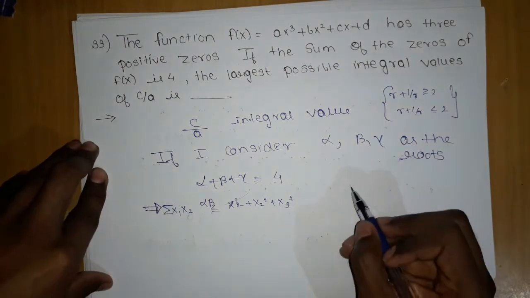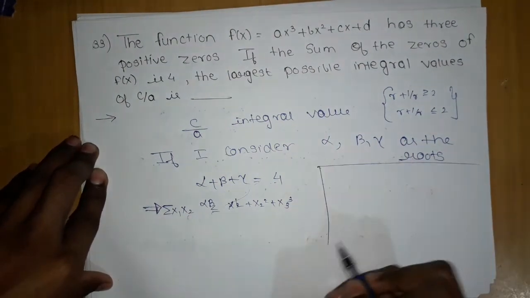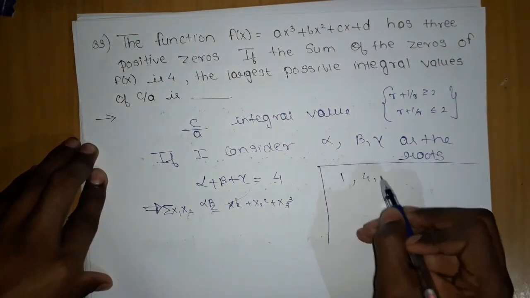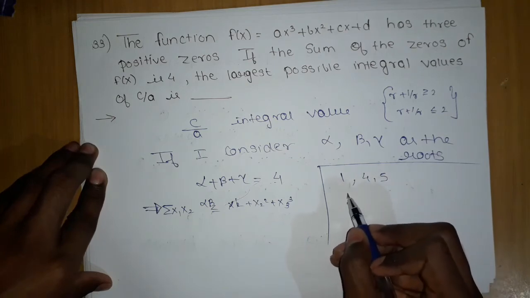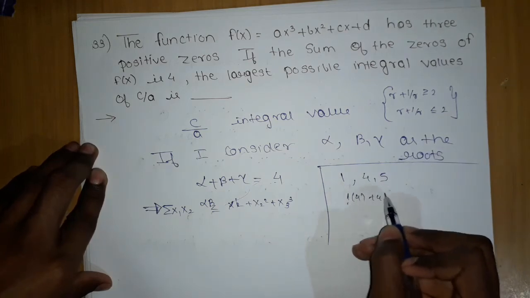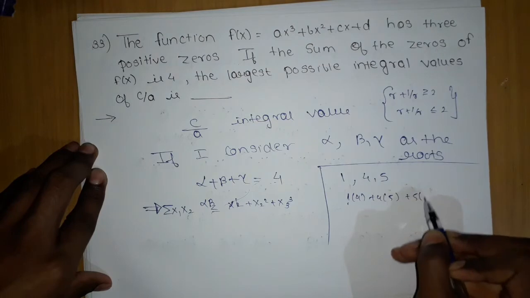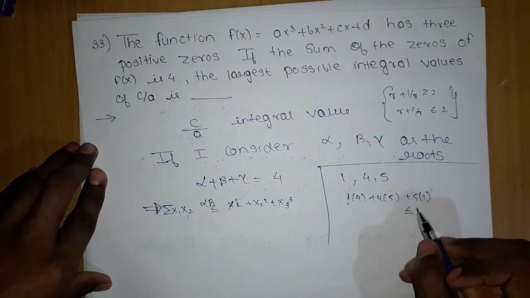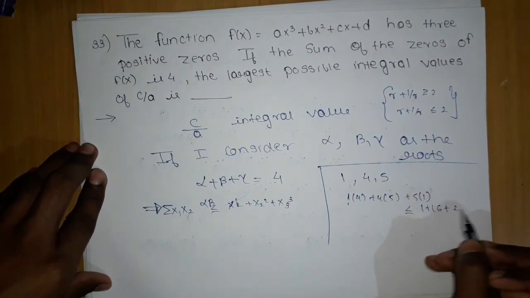For example, take three values 1, 4, 5. The product means 1 into 4 plus 4 into 5 plus 5 into 1. This will always be less than or equal to 1 plus 16 plus 25. You can calculate.